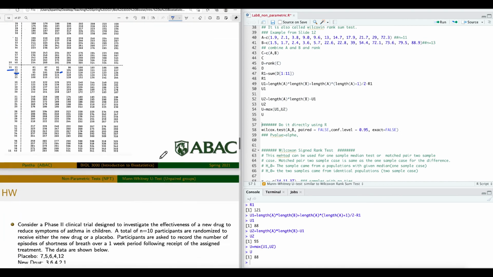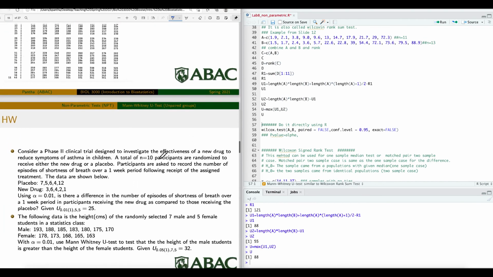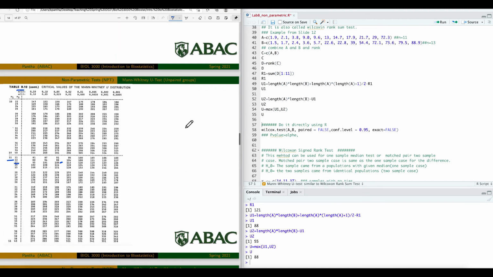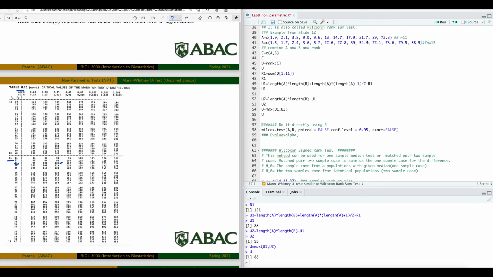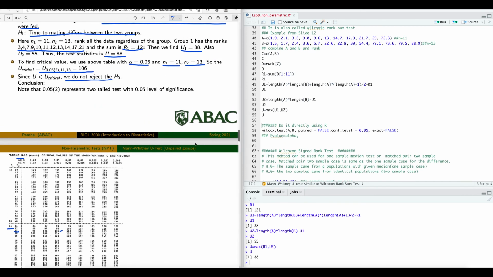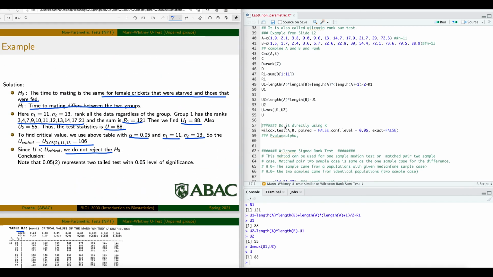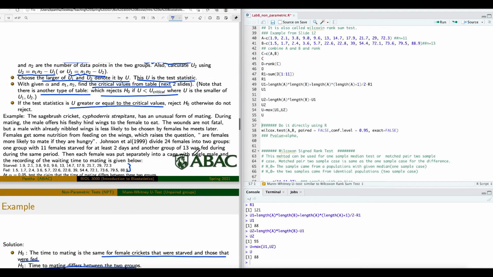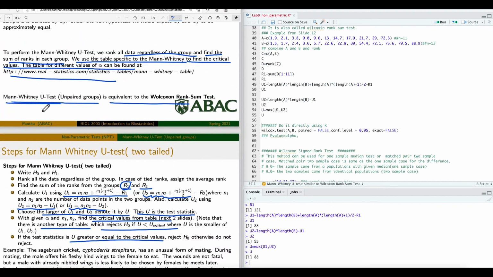Okay, guys. So I will post the homework problem there. But instead of doing all these long steps, there is a straightforward formula in R. Do it directly from R: wilcox.test. That's what we use. Do you remember that I was mentioning that the Mann-Whitney U test for unpaired groups is the same as the Wilcoxon rank sum test? That's what it does.